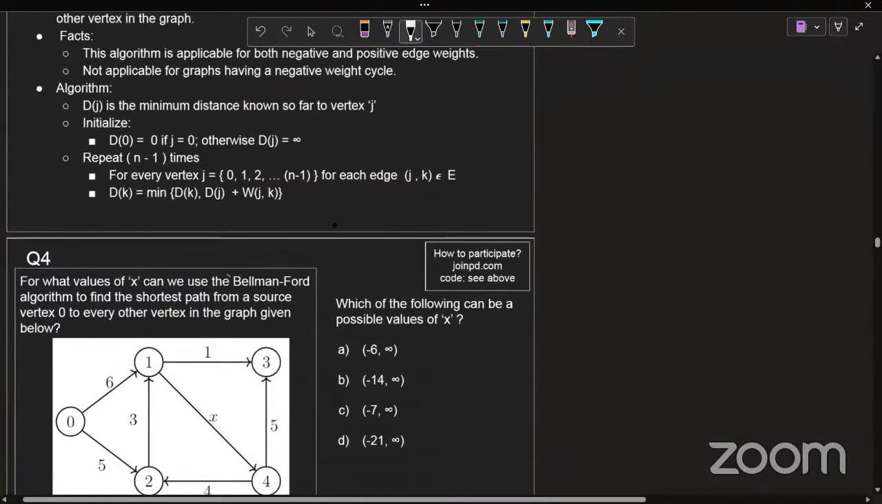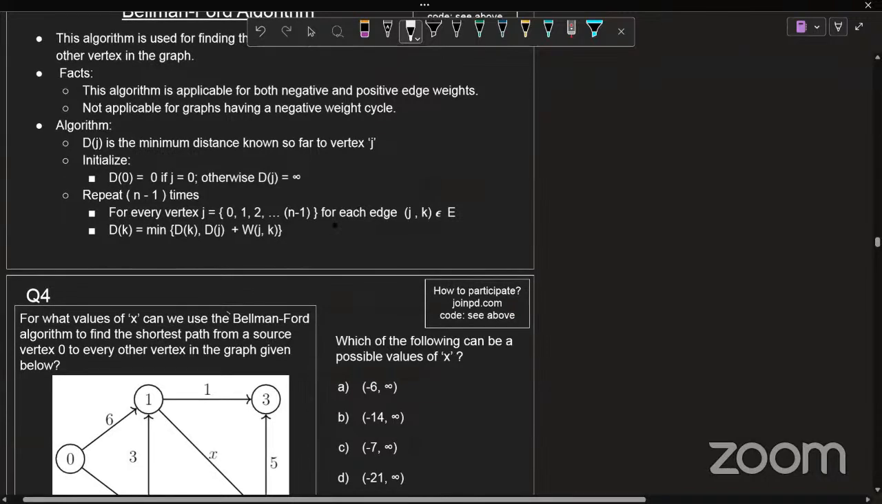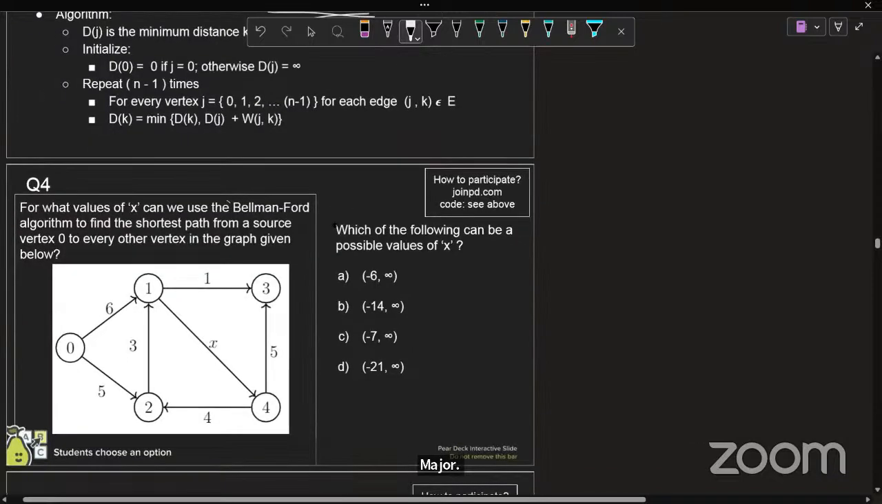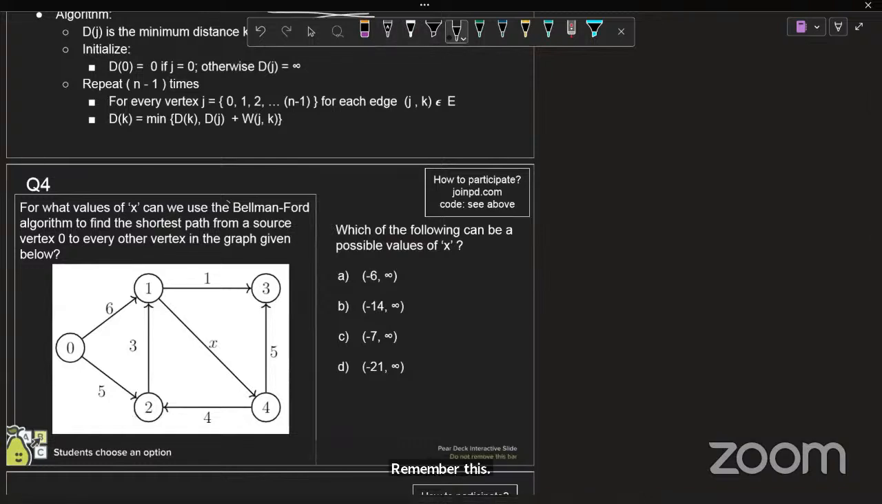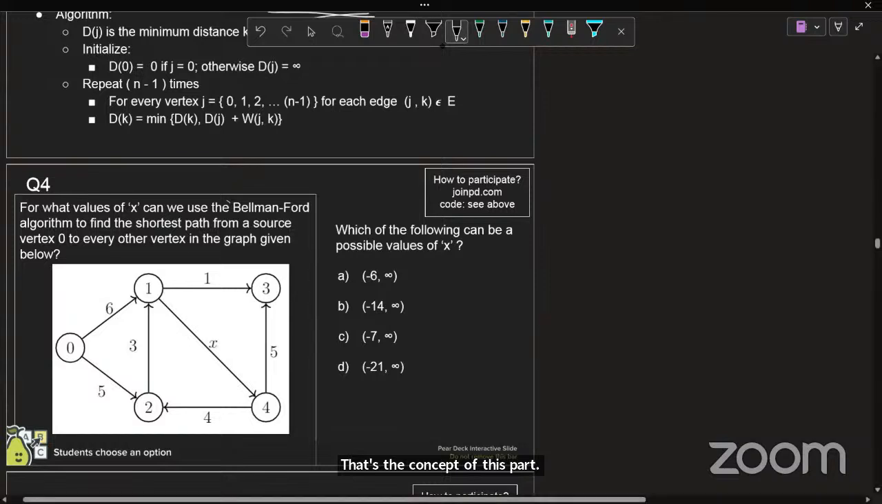Bellman-Ford algorithm is not applicable in a negative weight cycle. So remember this. This is a directed graph. So remember this thing. That's the concept in this problem. Cycle. Weight cycle.